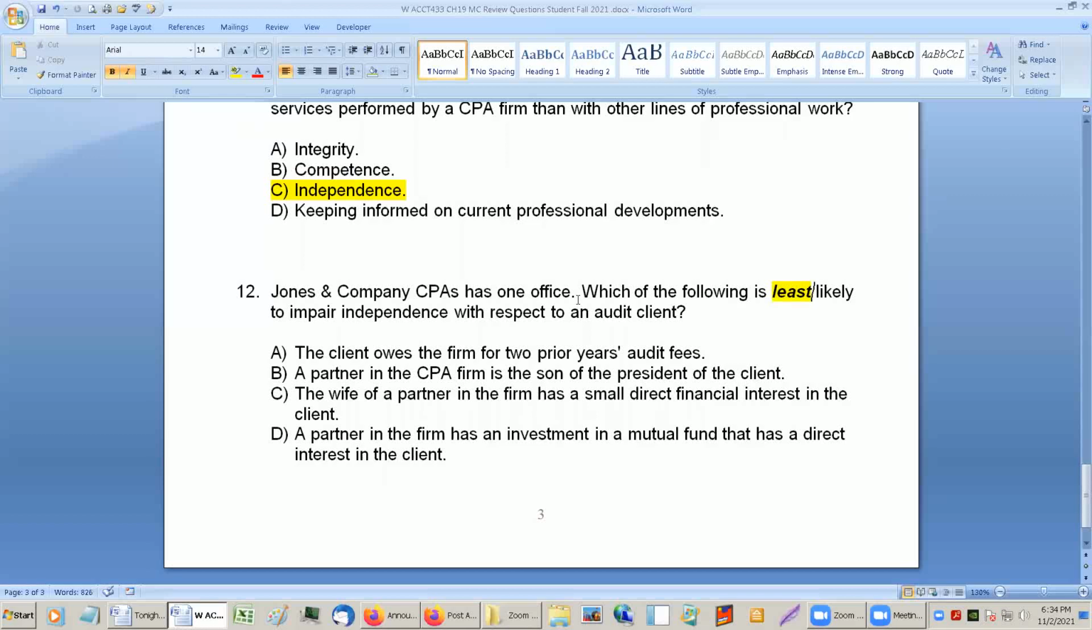Investment in the mutual fund. Yeah, and the mutual fund would have a direct interest. So you buy a Standard & Poor's 500 mutual fund, the fund itself will directly buy, you know, IBM, for example. Yep, so that's it.